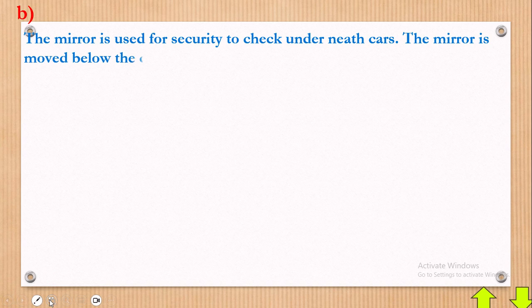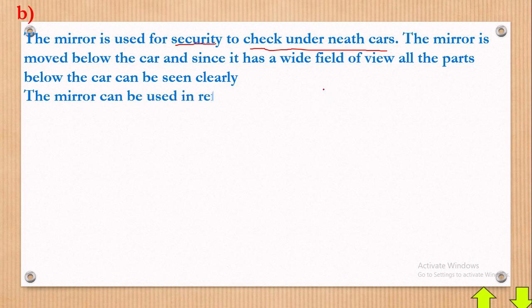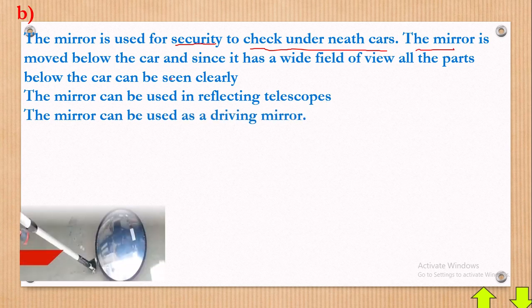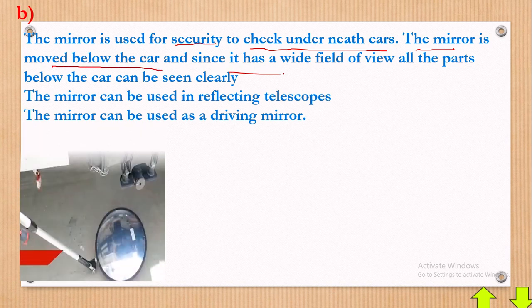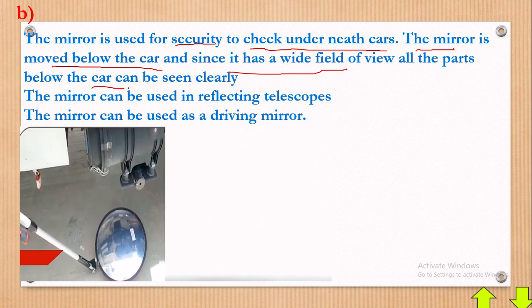So now we are again reminding you that these mirrors can be used for security. Why? To check underneath cars. And of course, I guess you have watched this in movies, if I'm not mistaken. In real life, it's on rare occasions that they use this in Uganda. So the mirror is moved below the car, and since it has a wide field of view, all parts below the car can be seen.